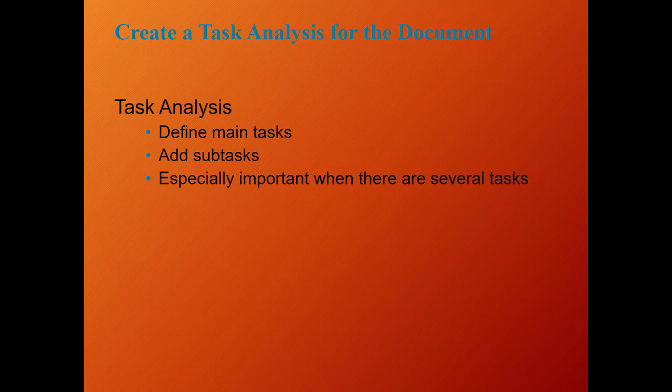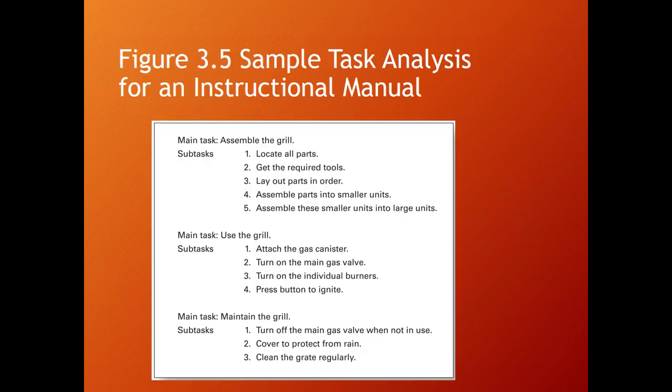You can also create a task analysis for your document. When you create a task analysis, some things you do, you define the main tasks, obviously. You add your subtasks, and it's especially important when there are several tasks. Now, when you think about a task analysis, a really good way to think about this is an outline that details the process that you're going to document. So in other words, it takes into consideration things like audience, purpose, and then how those things are interwoven with what you're trying to accomplish.